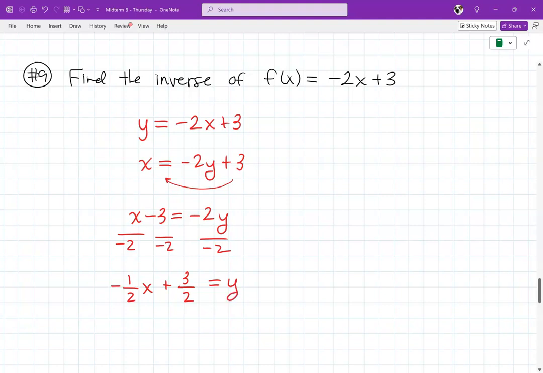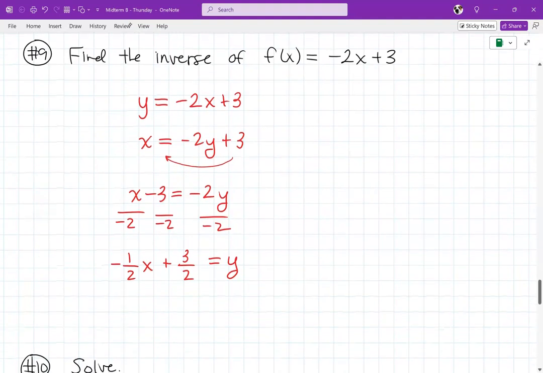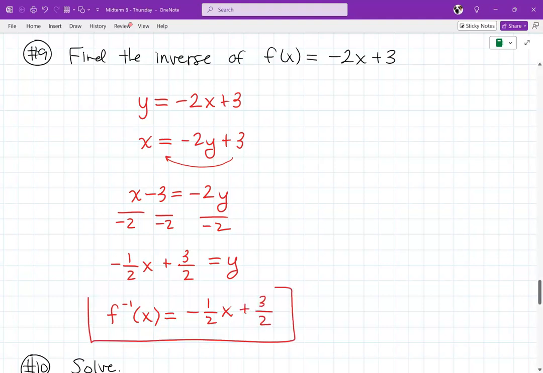Now I'm going to show you a couple different ways that maybe it could be written. So it can be written like this. This is the way I prefer to, oh, actually, hold on. Let me do the last step here. f inverse of x is equal to -1/2 x plus 3/2. So this is the way I would probably write my solution. Okay, now you can maybe see it like this. f inverse of x equals -x/2 plus 3/2.